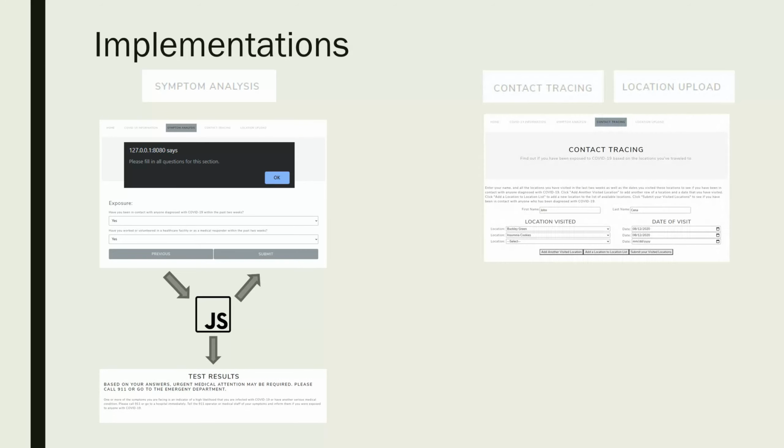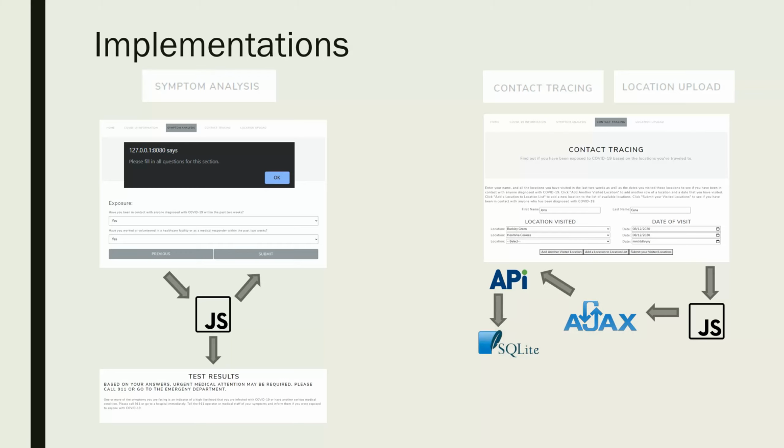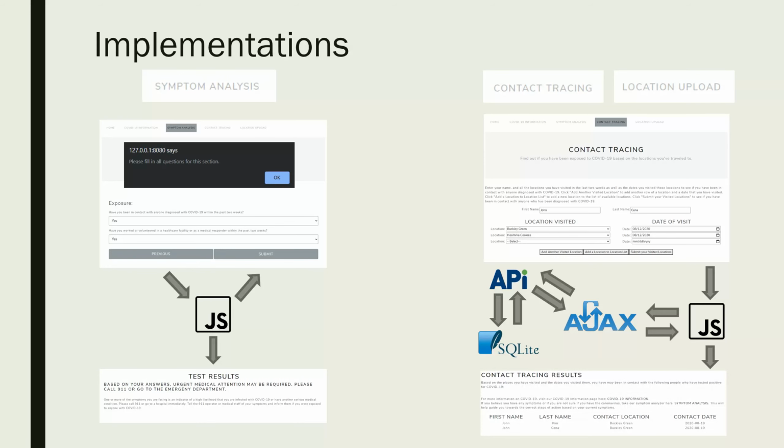Now, for contact tracing and location upload, it gets a little bit more complicated. While I do use JavaScript for the same functions and can let people know if they didn't fill in a field such as their first name or their last name, I also have to submit data to the database, which I use Ajax to do so asynchronously, which hits the API and then either overwrites the database or gets information from the database. This information is then returned back to the JavaScript function, and based on what is returned, I can output results for both contact tracing and location upload.